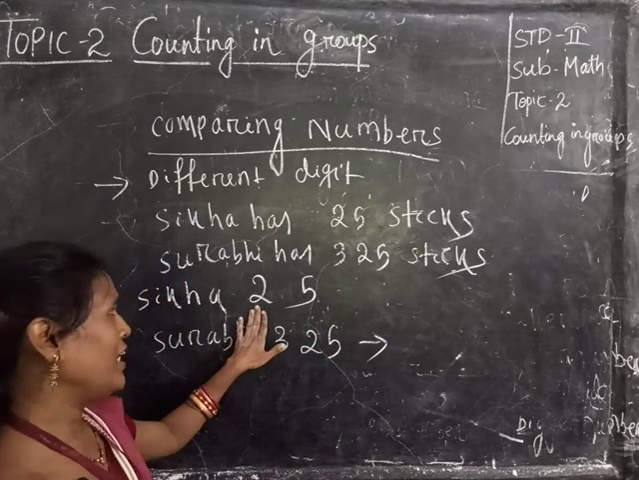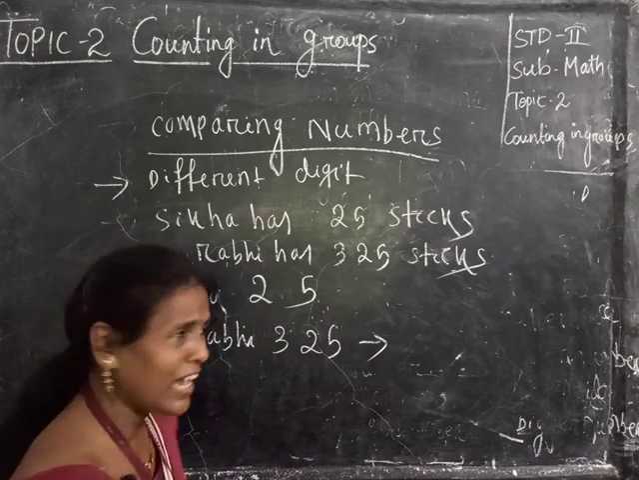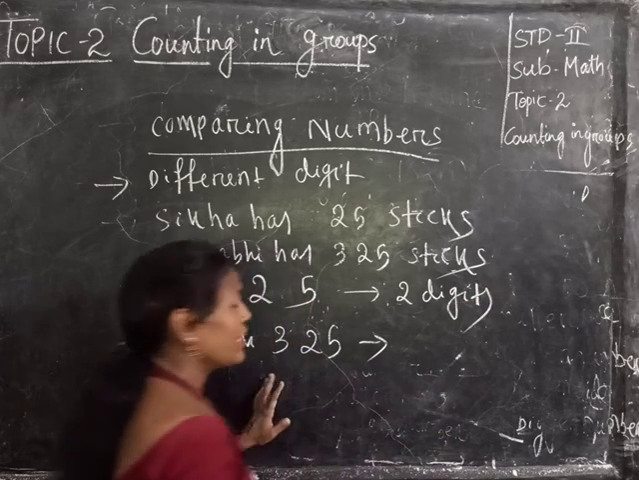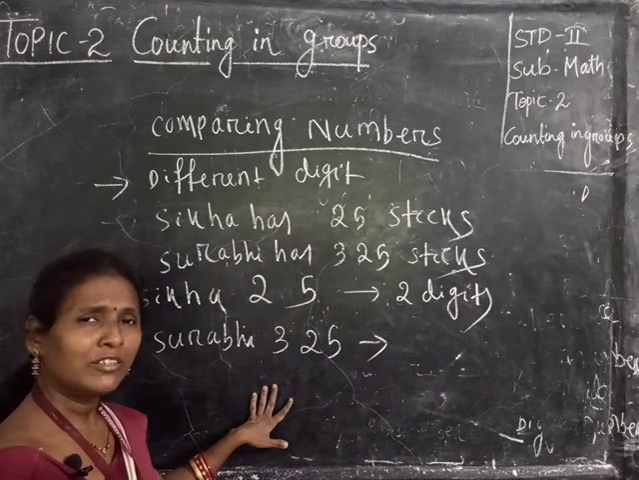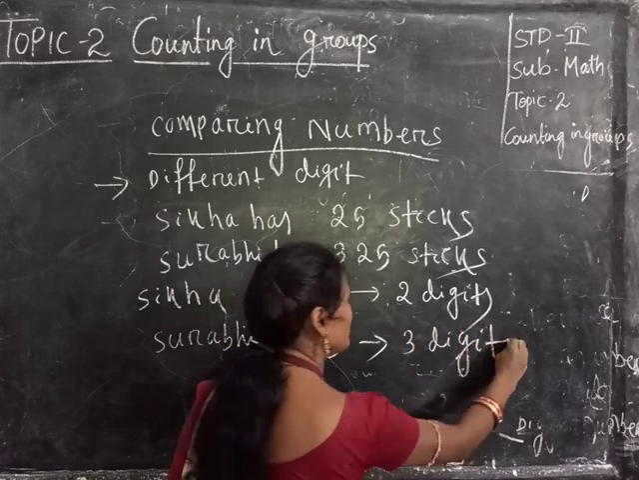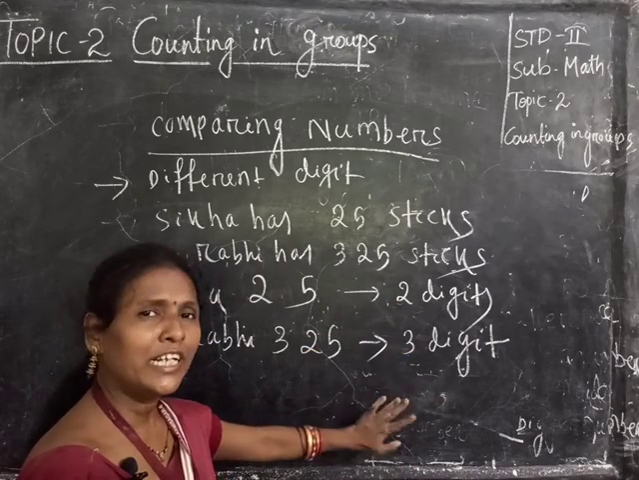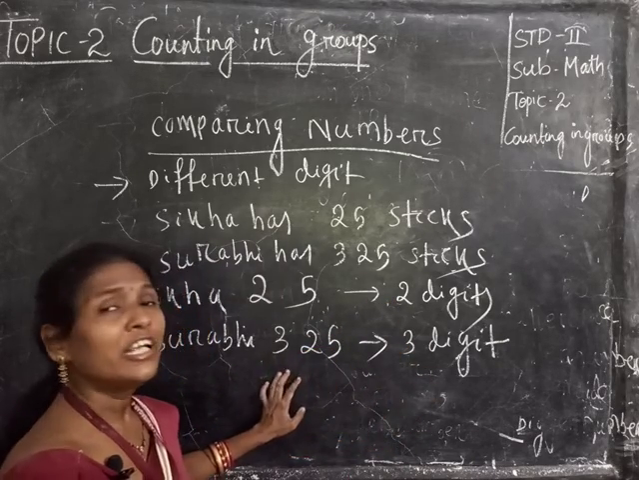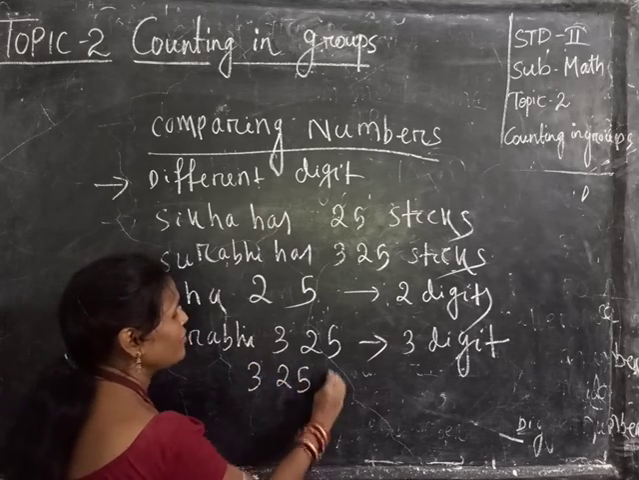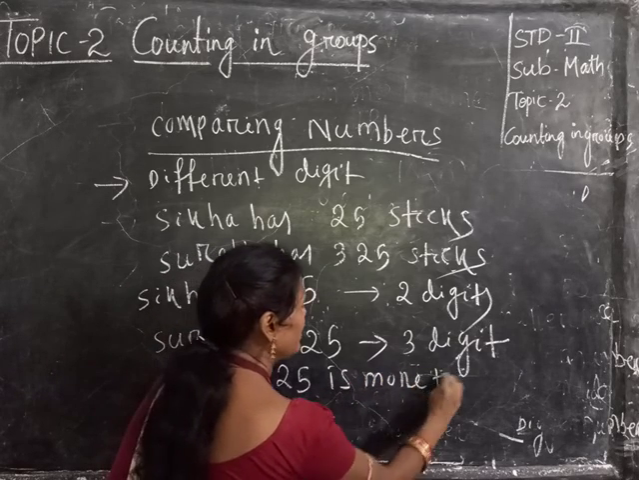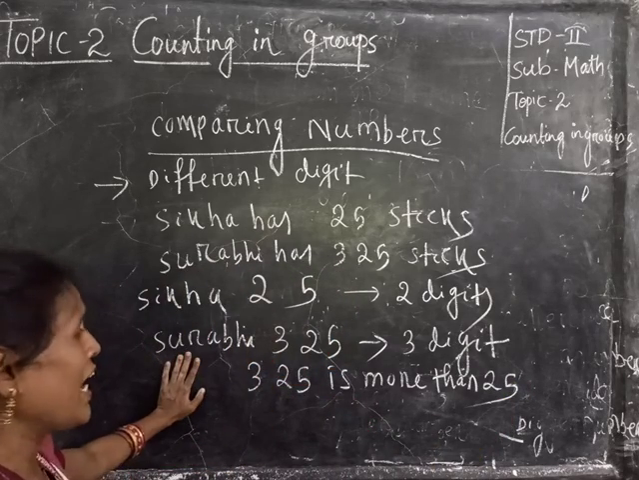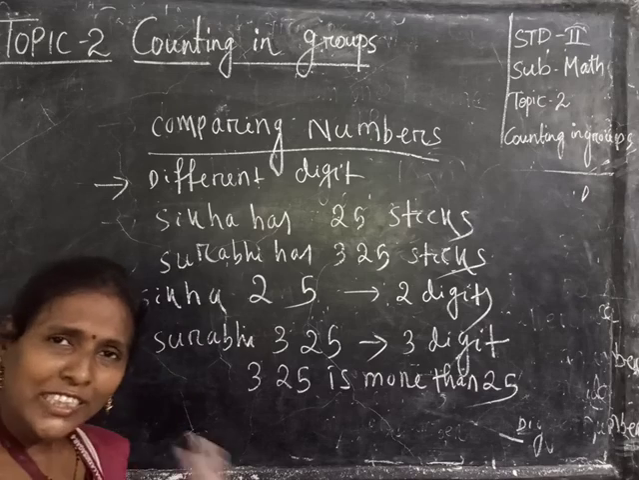Here I am writing 325. So now tell me, students, in 25 how many digits are there? Yes. How many? 2 digits. But in 325, how many digits are there? How many? Yes, that one is 3 digits. So tell me, students, is 2 digits more or 3 digits more? Right, 3 digits is more. So I will write 325 is more than 25, which means Surbhi has more sticks than Shikha, right?